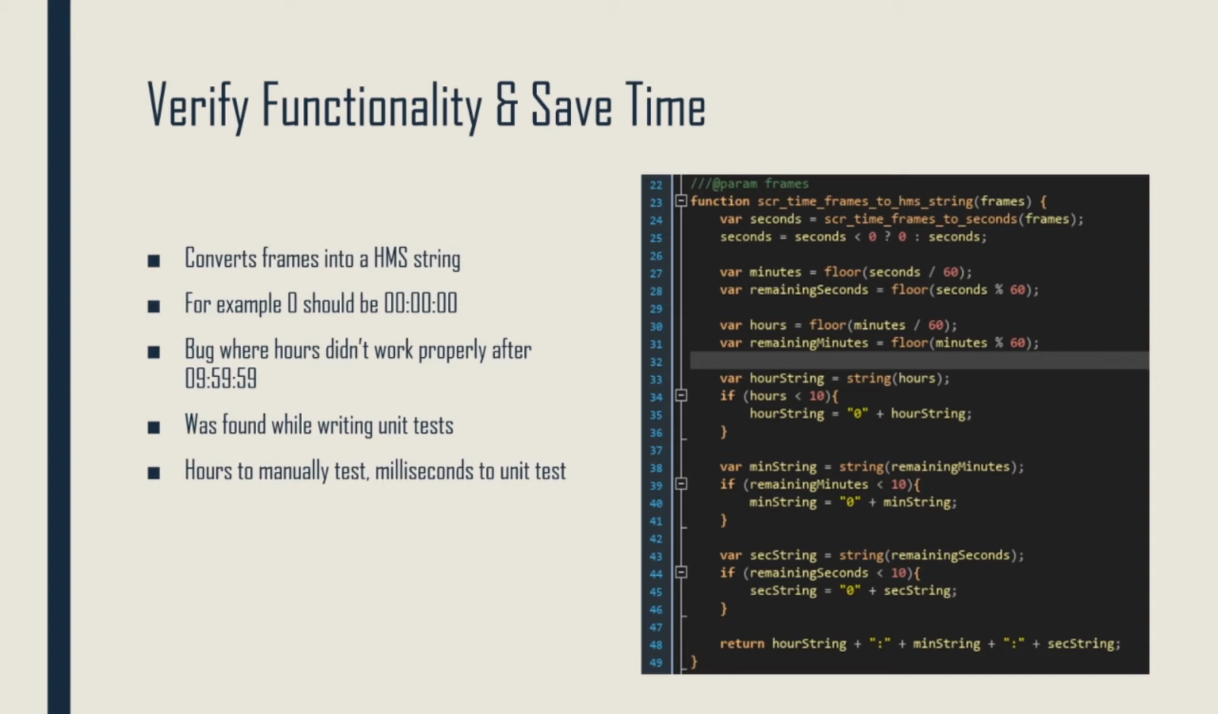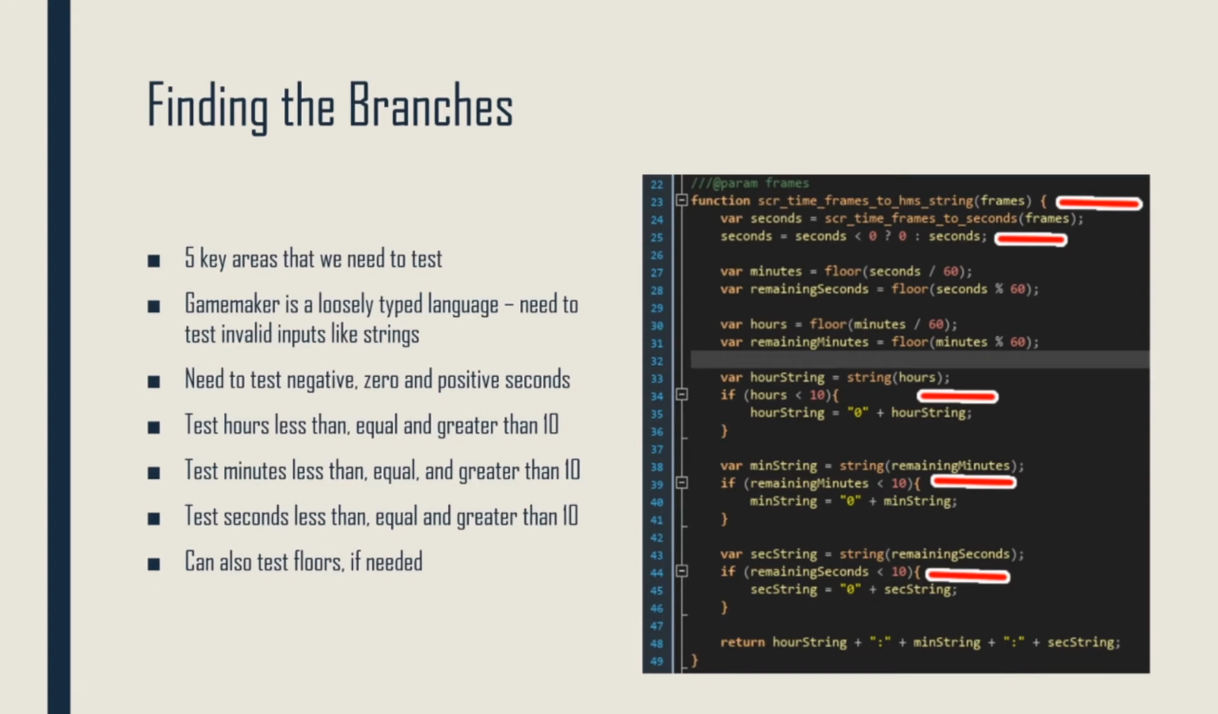So just to talk about converting this function into a unit test briefly, the first step is usually to find the branches. So where does the code branch? And that helps you find the key areas you need to test. So for example, GameMaker is a loosely typed language. So we need to test, what if someone passes in a string into this function?